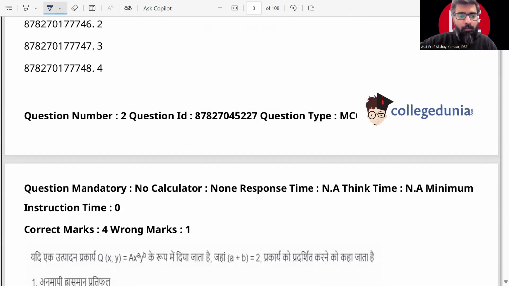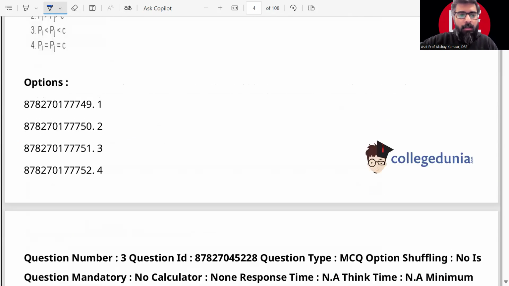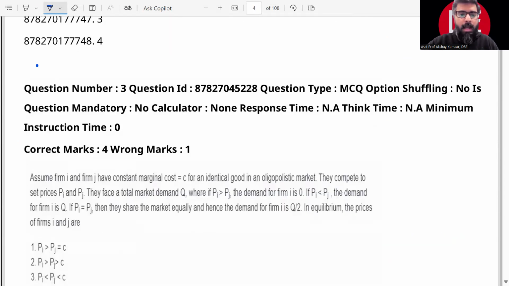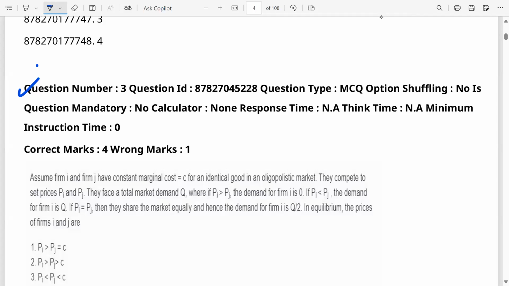Okay. If I scroll down, we are now going to start with the discussion from question number 3. These are all MCQs. I'm going to start with the discussion of question number 3, which all students can currently see on your screens. So let's start with the discussion of this particular question in this lecture. So let's read question number 3.